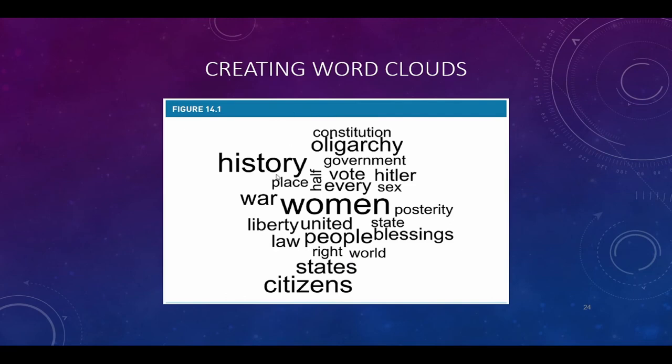So here's a word cloud. We've got the rotation here, and a lot of times the rotation will just make sure it doesn't turn completely upside down. But here we can see it's the top 50 words that are used. The higher the frequency the word is used, the larger the word appears. So here we've got women and we've got history. Next we've got citizens, states, oligarchy. It's kind of showing in the Constitution, these are the important words.